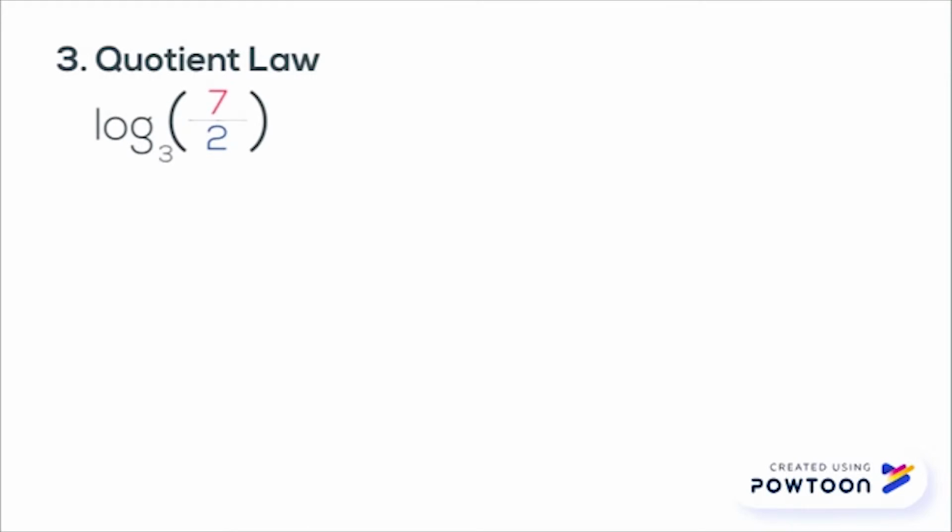Let us proceed to the next law, the quotient law. If we have log base 2 of 7 over 2, it is equal to log base 2 of the numerator, which is 7, subtracted by log base 2 of the denominator, which is 2.